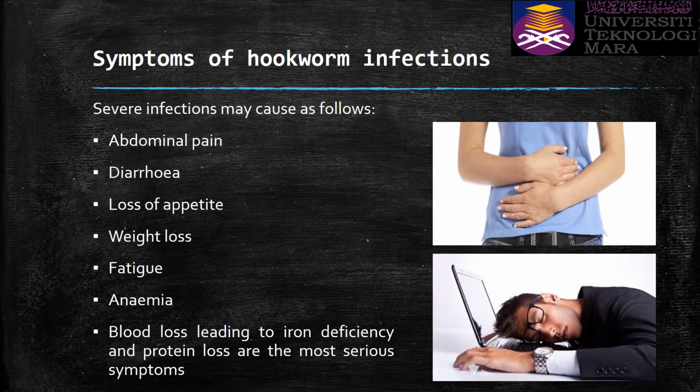People infected with human hookworm larvae occasionally have an itchy rash for a few days around the area of skin where the larvae penetrated. Respiratory symptoms such as a cough and wheeziness may develop when the larvae reach the lungs a few weeks after exposure. Severe infections may cause fever, abdominal pain, diarrhea, loss of appetite, weight loss, fatigue, and anemia. Blood loss leading to iron deficiency anemia, and protein loss are the most serious symptoms.